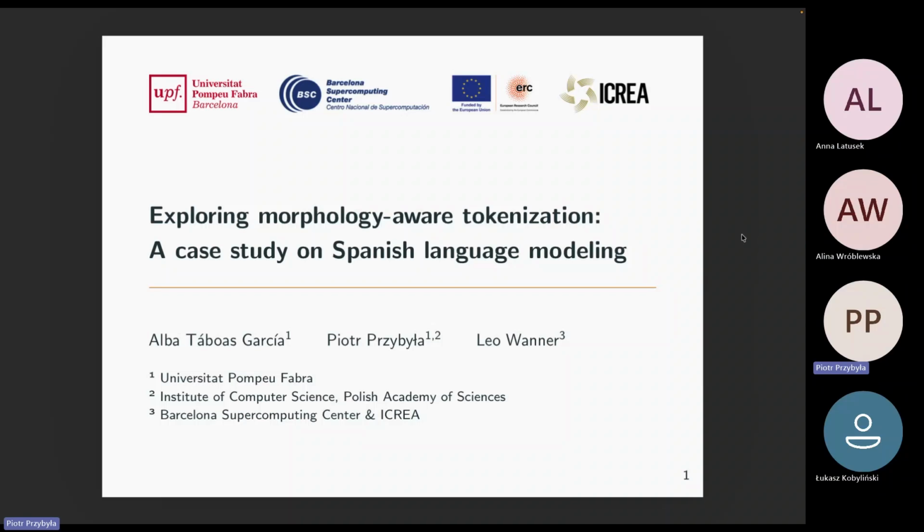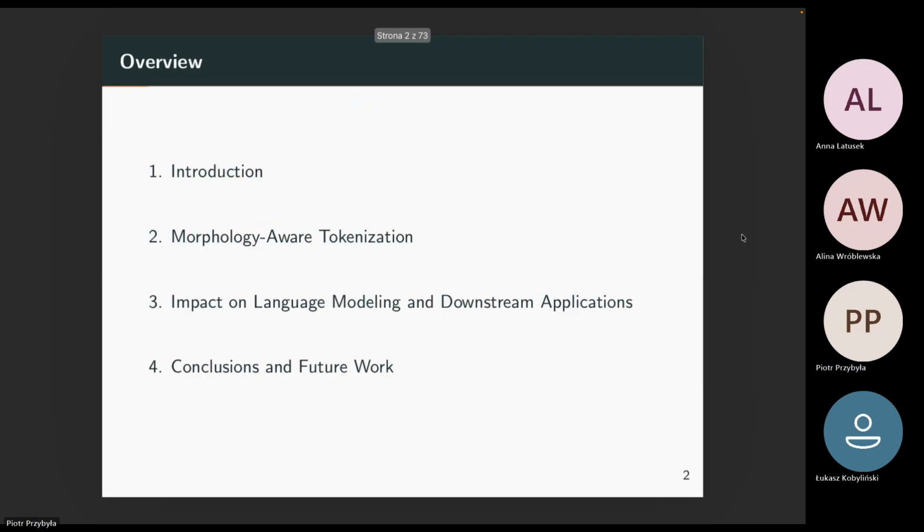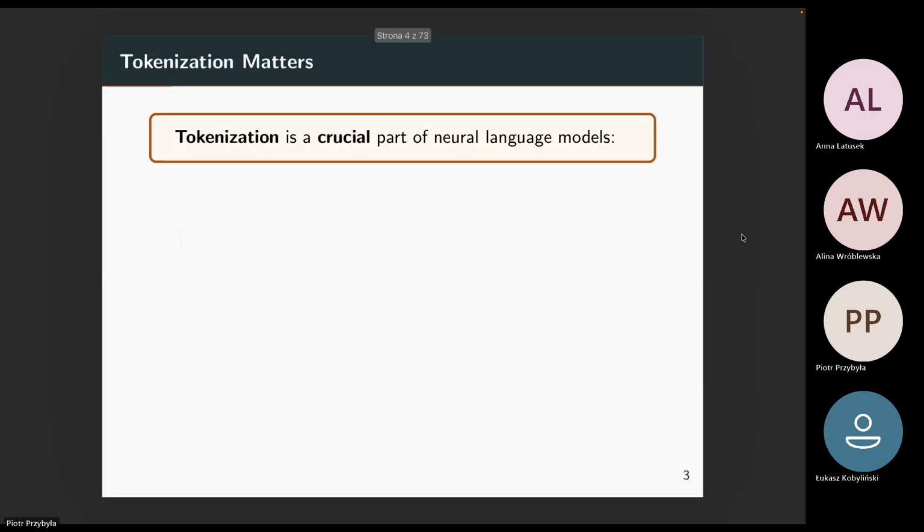The title is self-explanatory. How can we use information about the morphology of Spanish to have a better tokenization and hopefully also better language modeling? This should be obvious: tokenization is a crucial part of neural language models, but it really isn't treated that way, because if you look at the major conferences, the number of publications on this topic is very, very small, and many people consider tokenization a solved problem. But I'm going to argue that it really isn't.